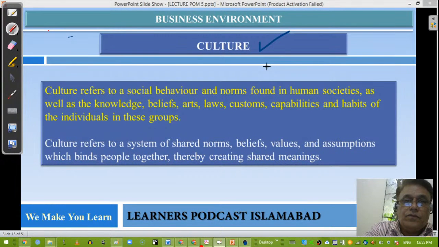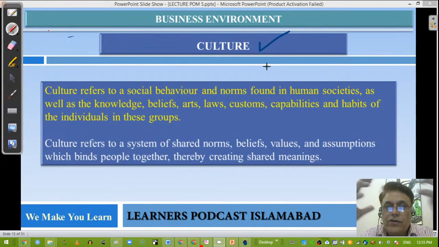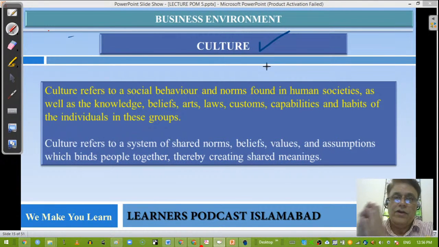So culture basically refers to social norms, social behavior, both individually or as a group, as a whole. It is the whole picture of the social behavior and the norms found in human societies. It covers knowledge, belief, art, laws, customs, capabilities, habits, that generally define the way of living, the living style. You can see that one community is different from the other.